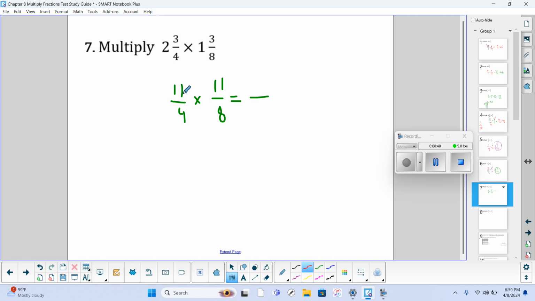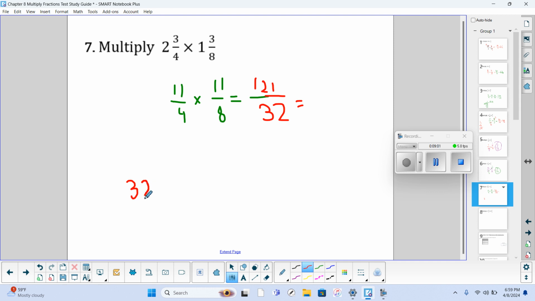11 times 11 is 121. 4 times 8 is 32. So this particular fraction can't be simplified. And I'm going to tell you right now, it's ugly. It's an ugly fraction. All right, so let's do a little long division here.